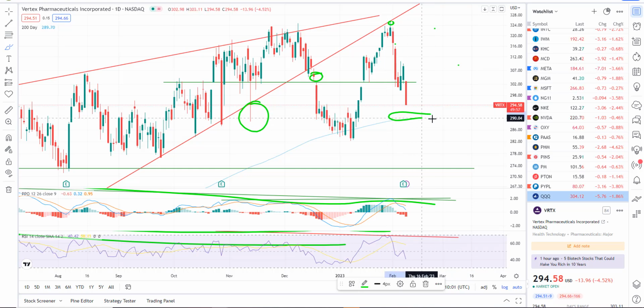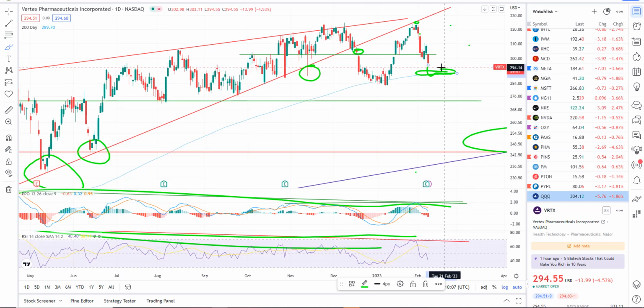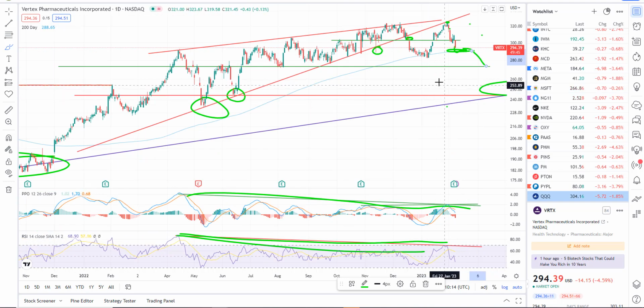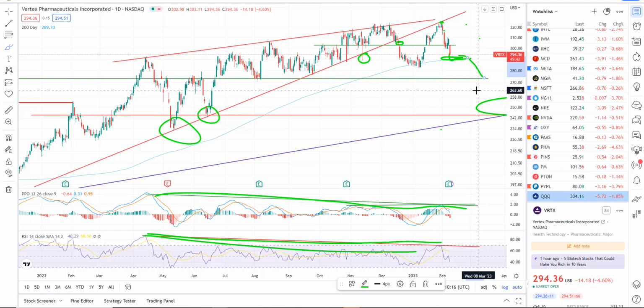I don't expect it to hold. I think we'll probably consolidate, okay, for a few days, maybe a couple weeks, consolidate at that 200, and then I would look for more downside. I don't see much support until we get to 273.01. Good support there, decent support there, probably get a bounce.